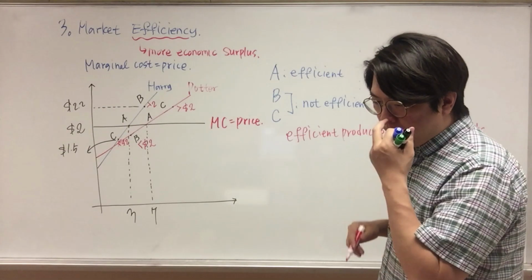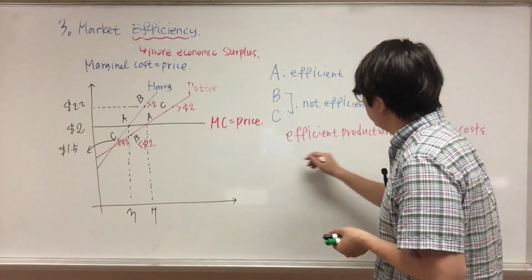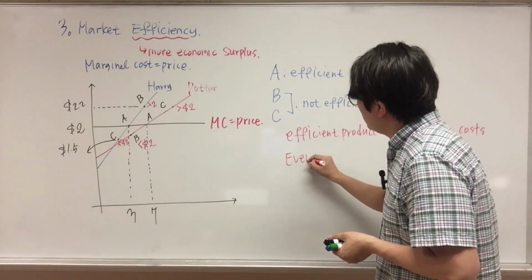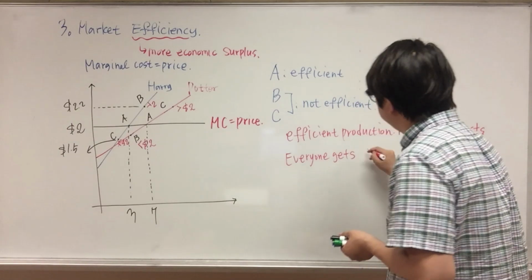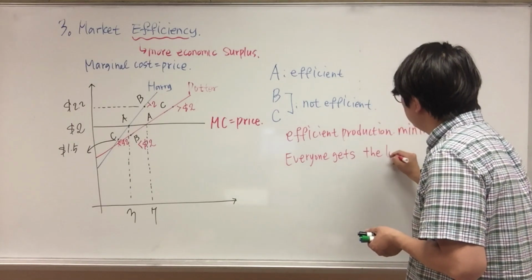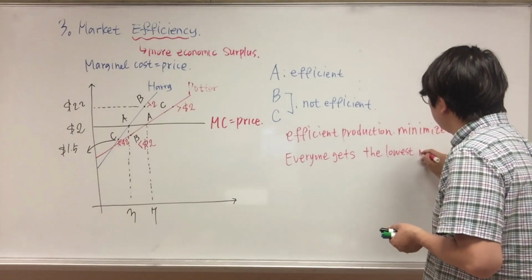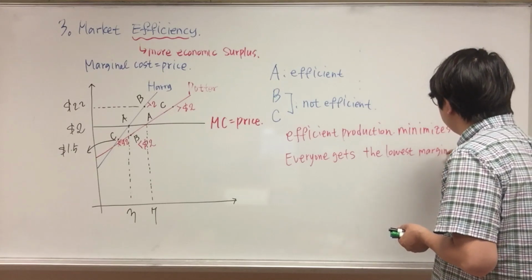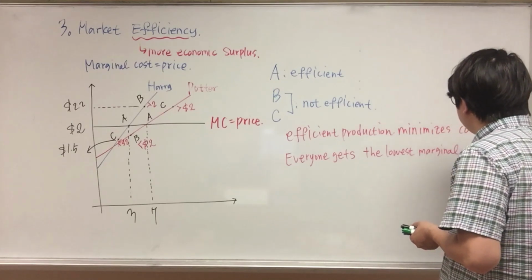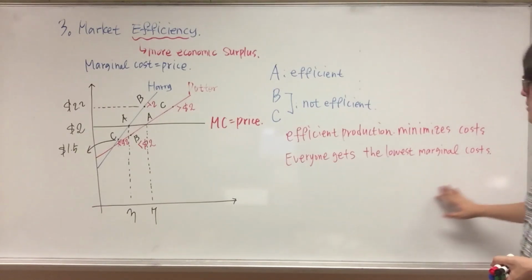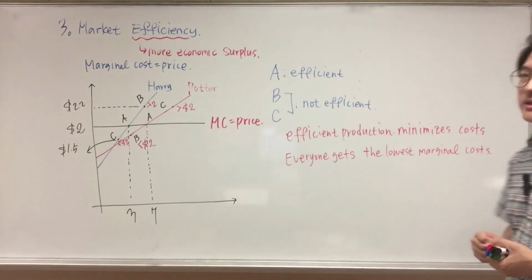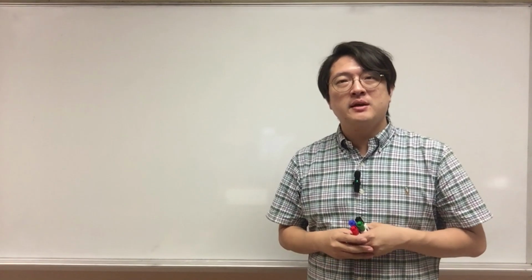At the same time, everyone can lose the marginal cost. If we think about the A points, which are the efficient points, everyone will get the lowest marginal cost. Okay, so the demand sides are the same, right?